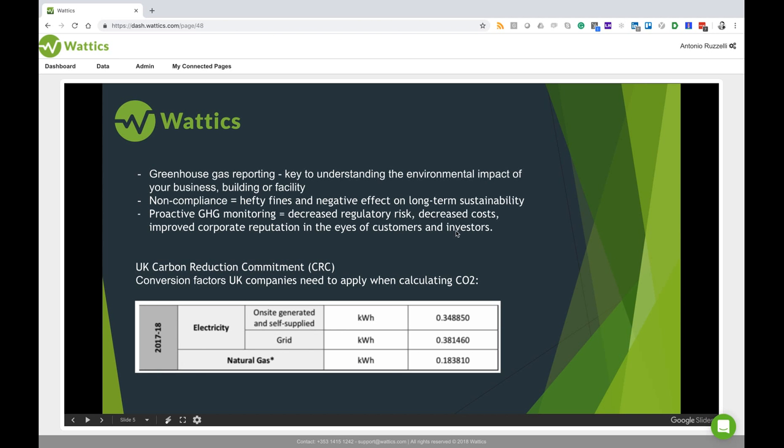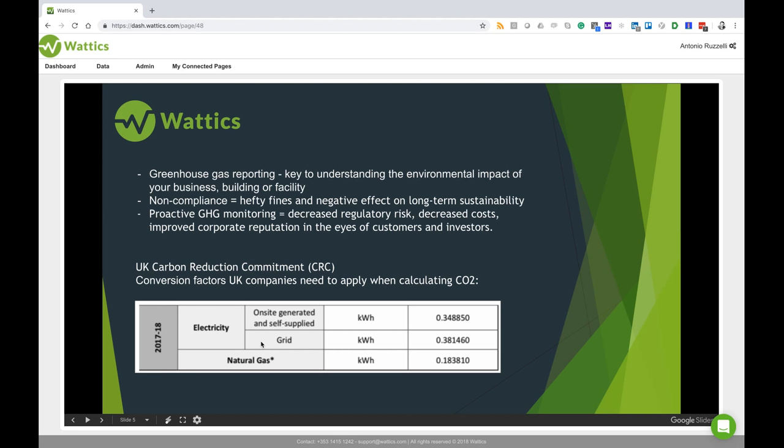The UK Carbon Reduction Commitment, CRC, for example, allows companies to get refunds for deployed energy efficiency measures. Under the UK government CRC energy efficiency scheme, market participants are obliged to gather information about their energy supplies, submit a report, as well as buy and surrender allowances equal to the CO2 emission they generate. Below are the conversion factors UK companies need to apply when calculating the CO2, for example.